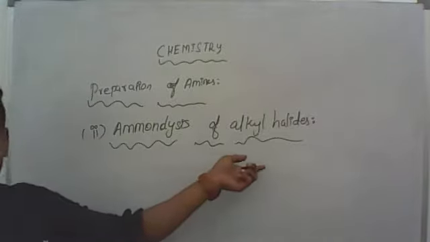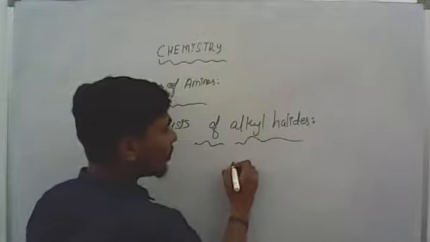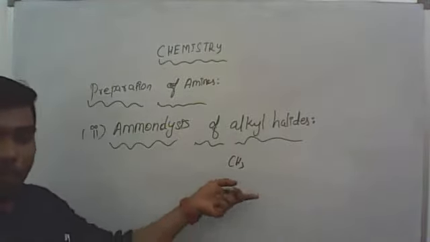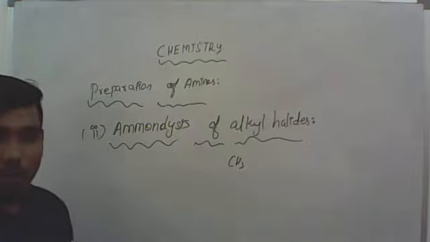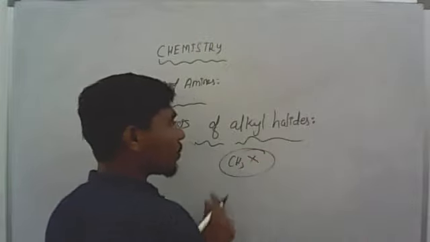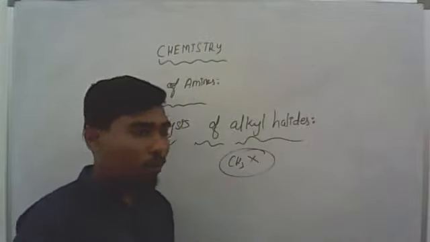Then alkyl halide. From the name, what is an alkyl group? CH3 is an example of an alkyl group: methyl, ethyl, propyl. And halides means chloro, bromo, iodide. These are called halides. It may be any one of the X groups, the X group being a halide: bromo, chloro, iodide.